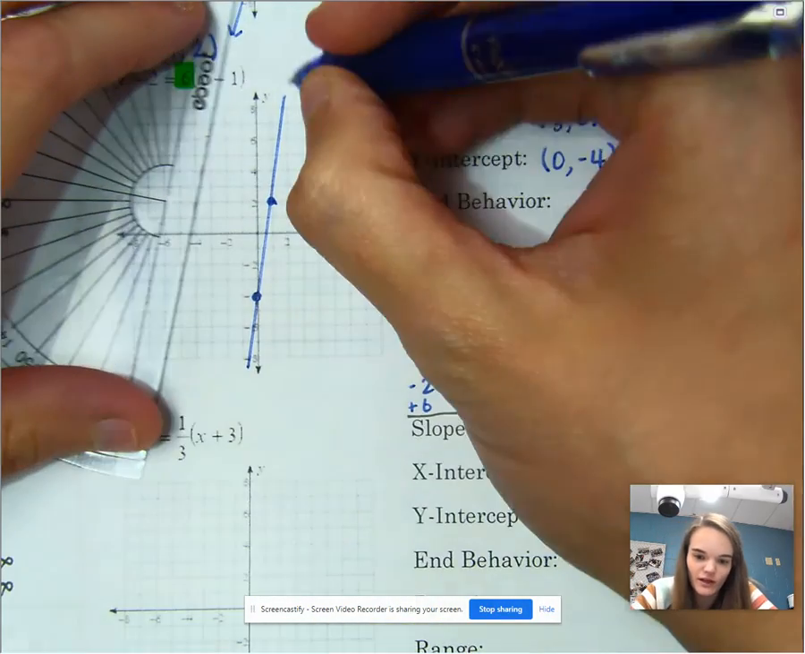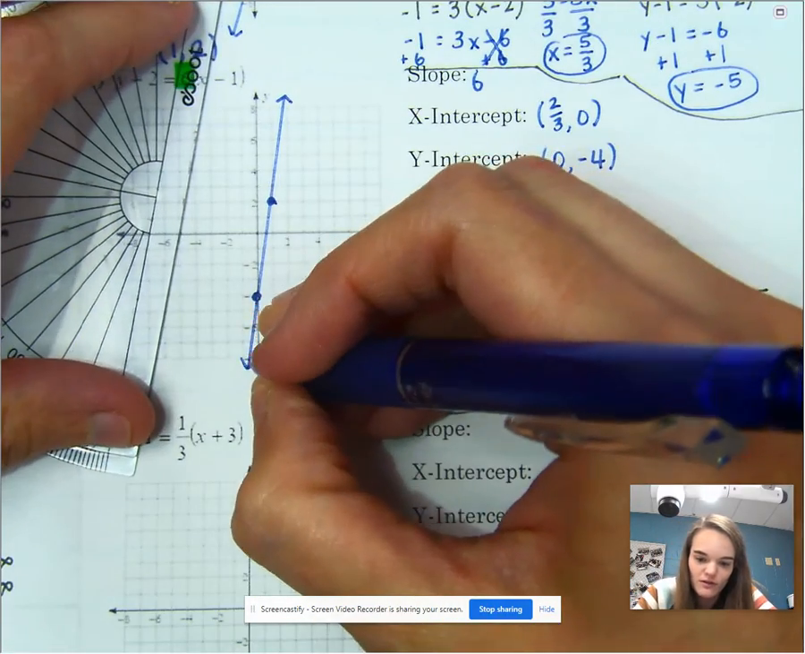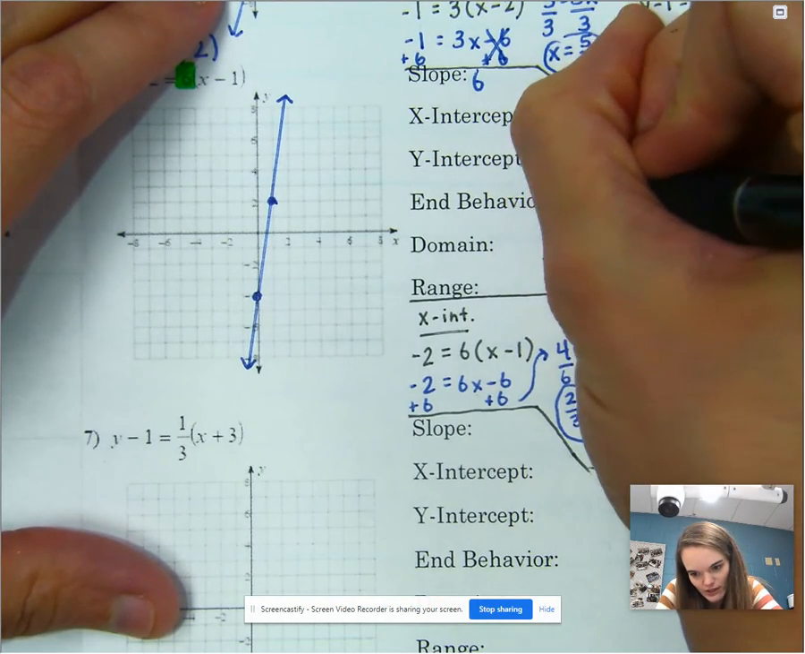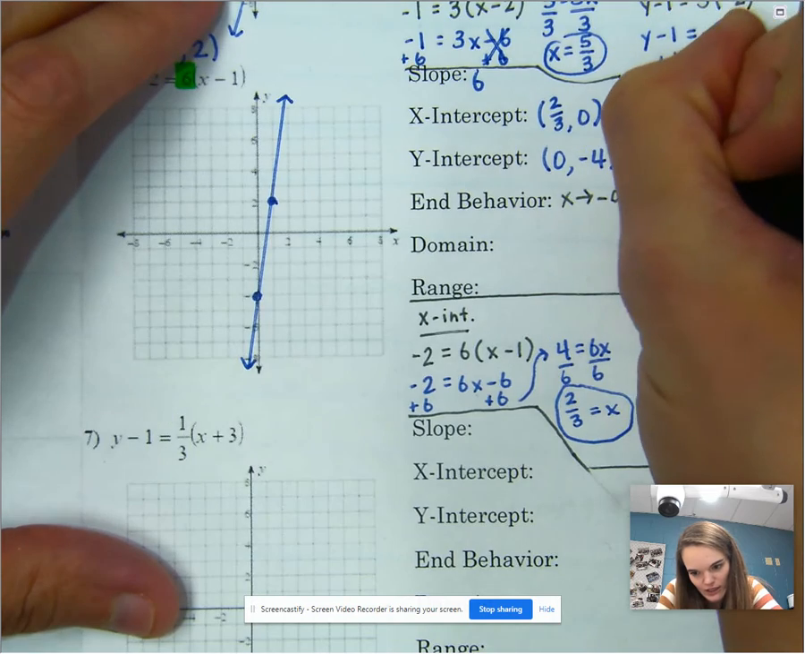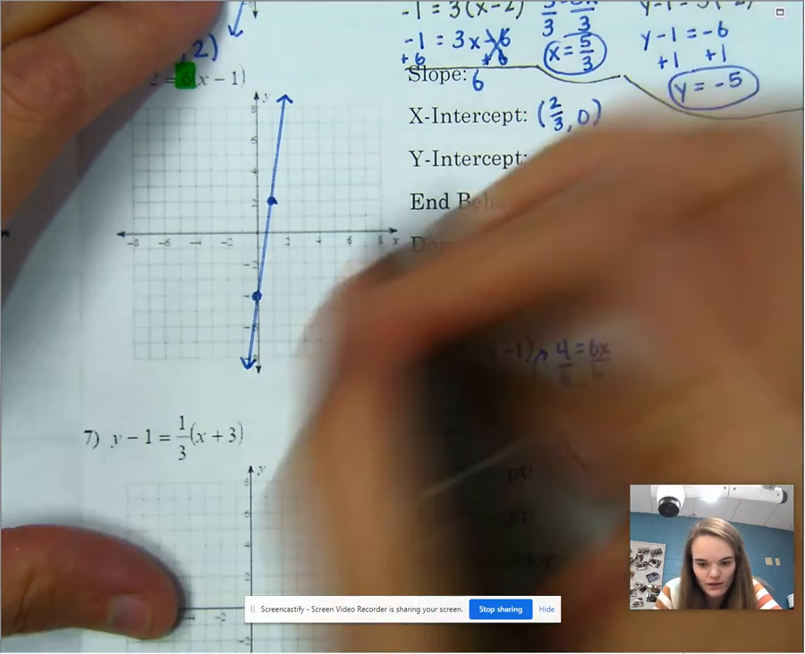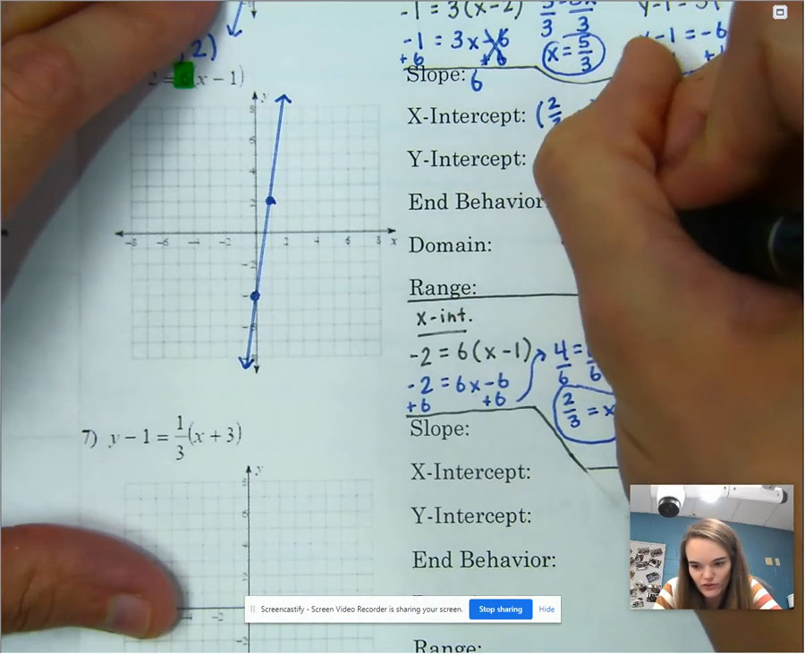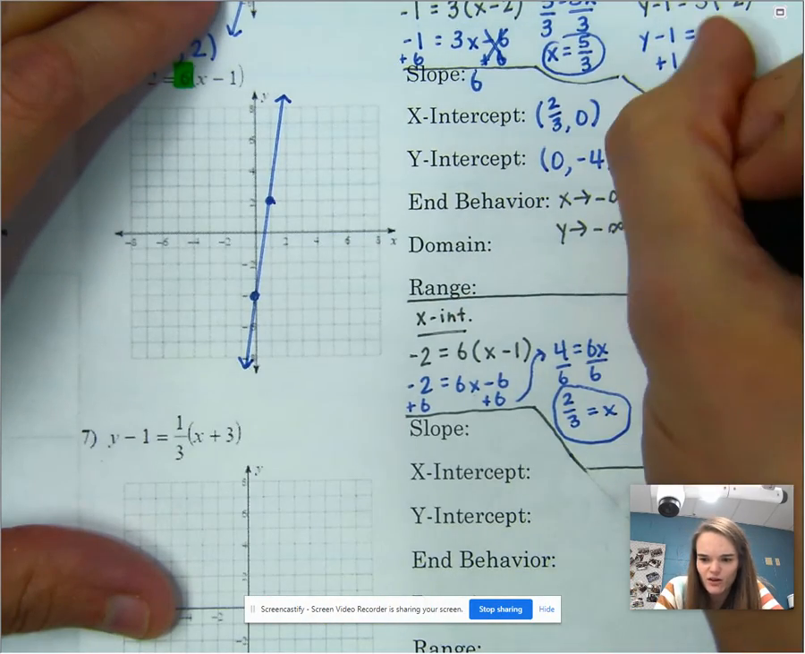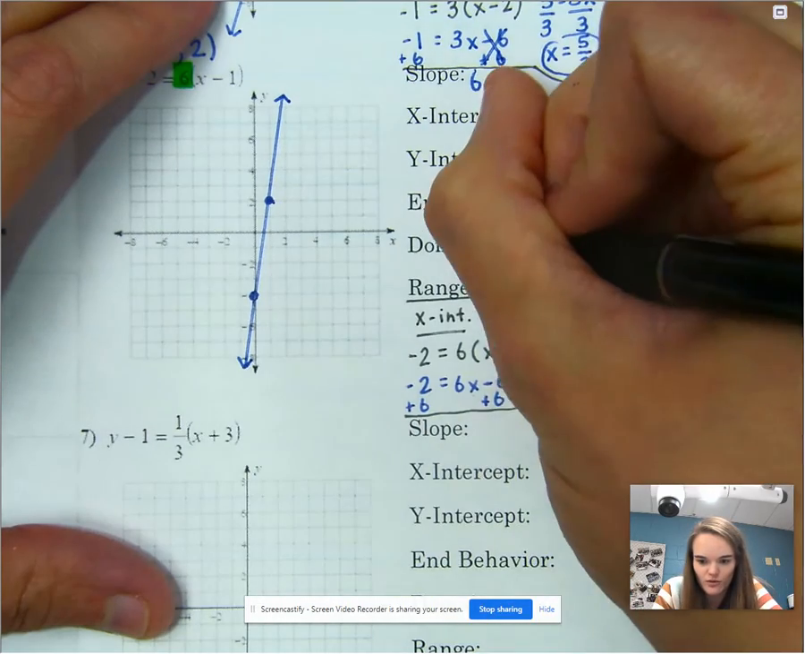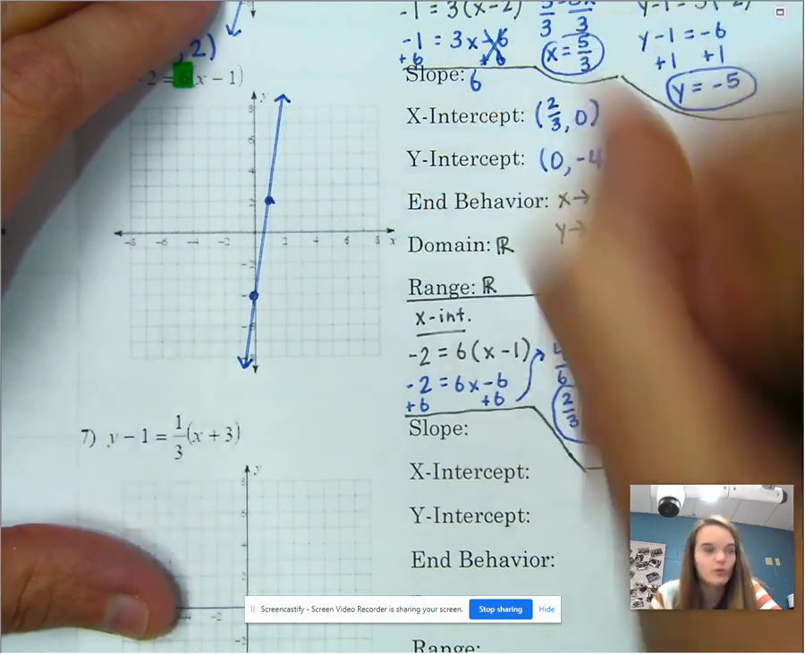Got my graph, so I can decide about end behavior. When x approaches -infinity, y is going towards the negatives, so -infinity, and when x approaches +infinity, on the right side, y is going towards the positives. Domain and range are all real numbers.